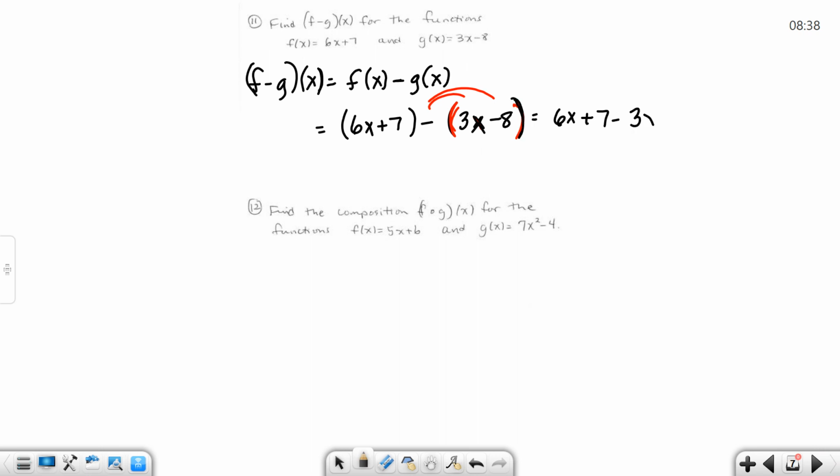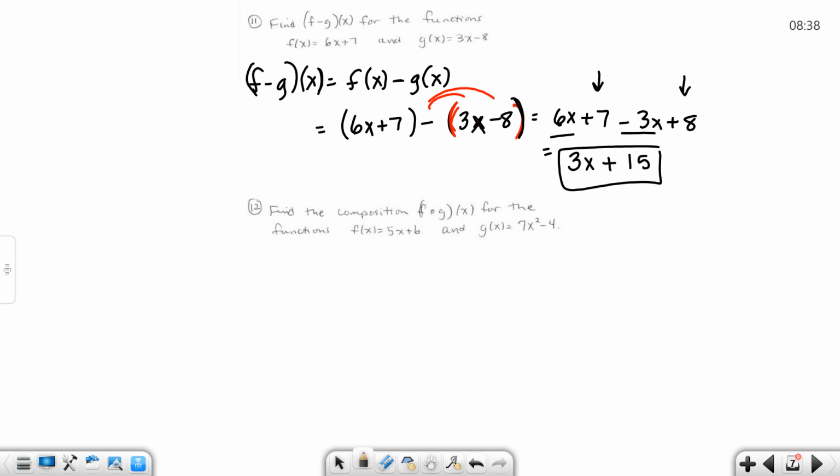Distributing the negative will give us a minus 3x plus 8. And now we combine like terms. So 6x minus 3x gives us 3x, and then combine the constants. So a positive 7 plus 8 will give us a plus 15.